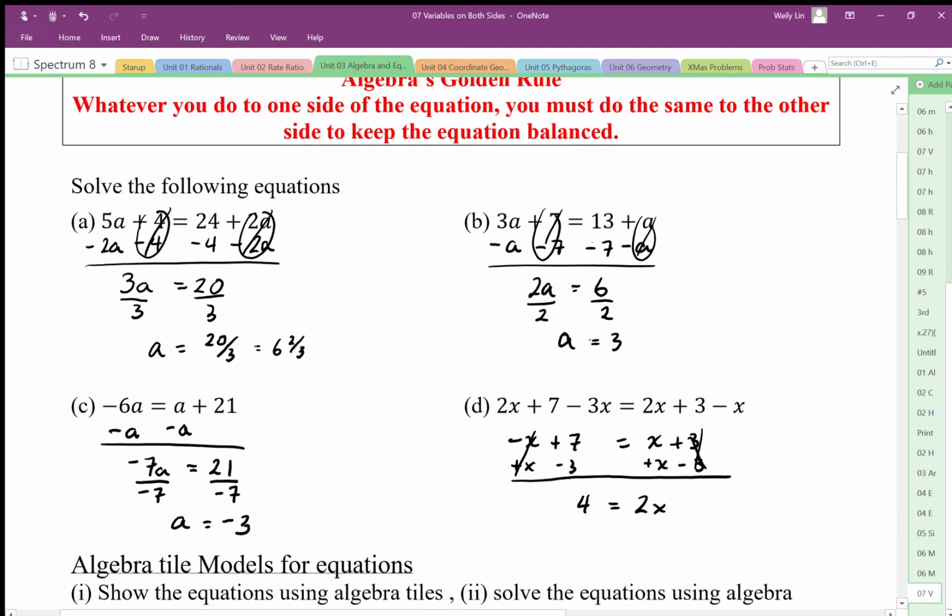In fact, if you really want, you can just switch it around, because when I divide by 2, okay, it's balanced, and I can just switch the balance around and say that x is equal to +2. Okay, now we don't have to do that. It's perfectly fine to leave it as 2 equals x.